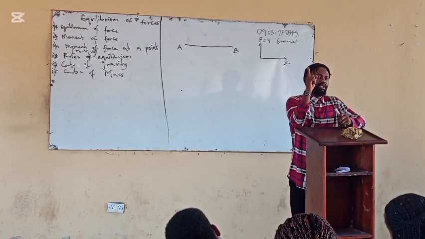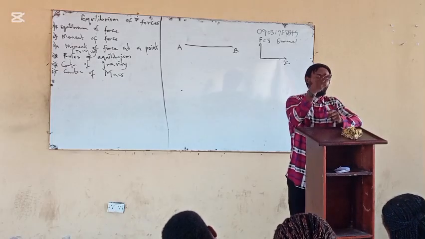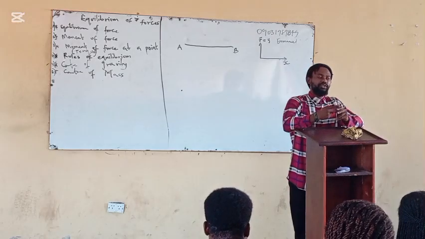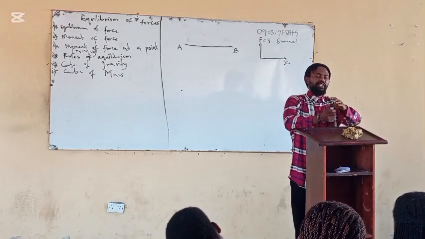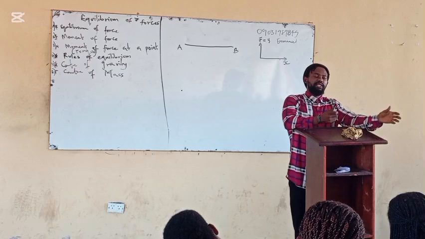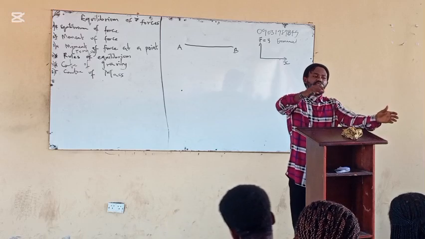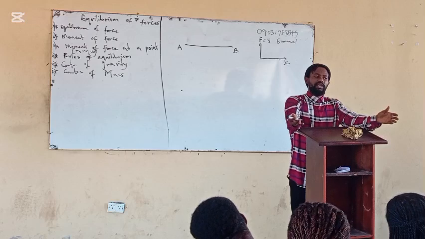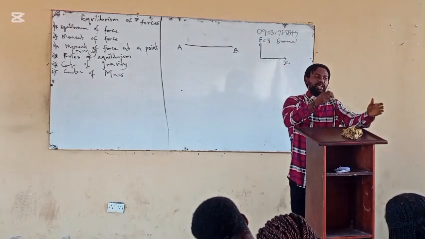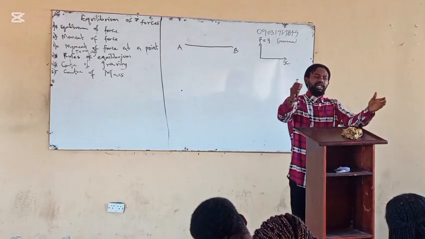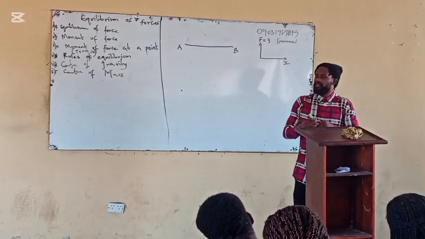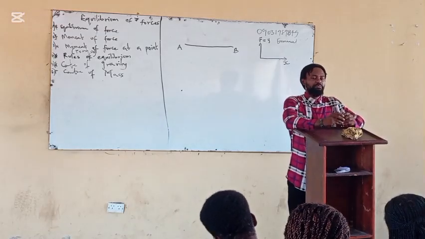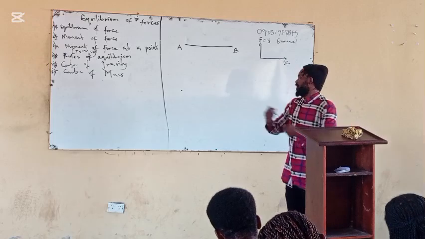The first rule. The second rule, I will give you 3 rules. These 3 rules will help us solve any question or moment. So the second rule is that the sum of the clockwise moments must be equal to the sum of the anti-clockwise moments.